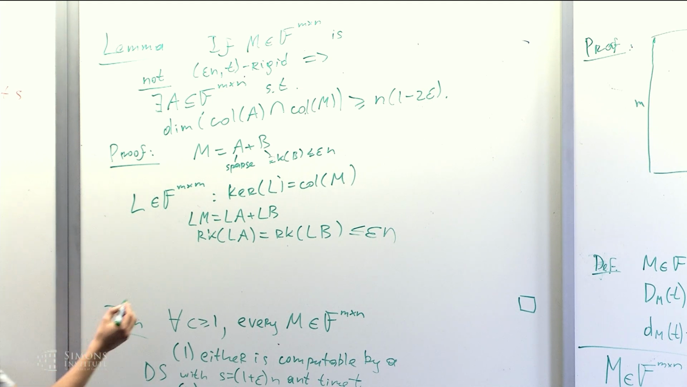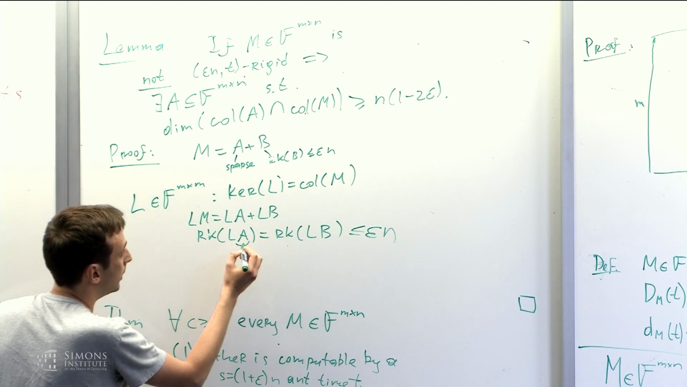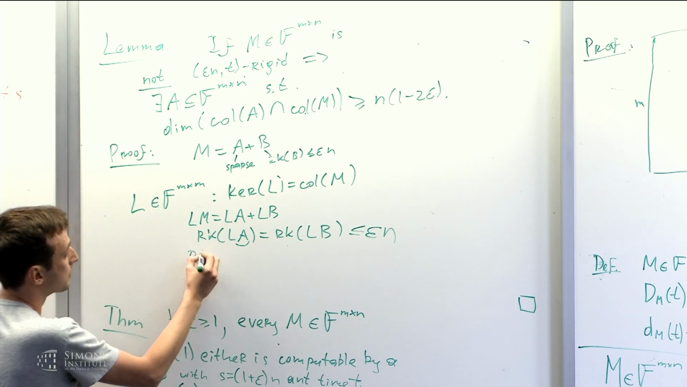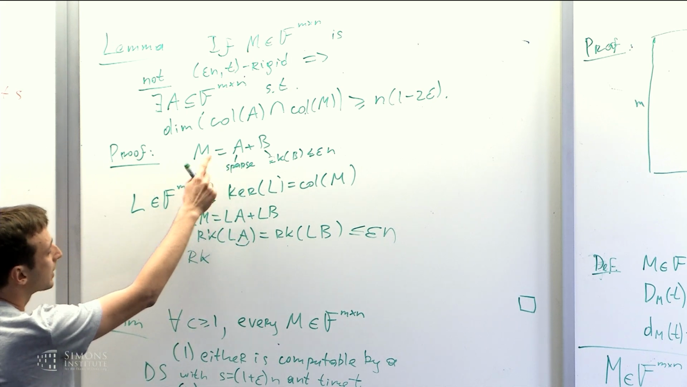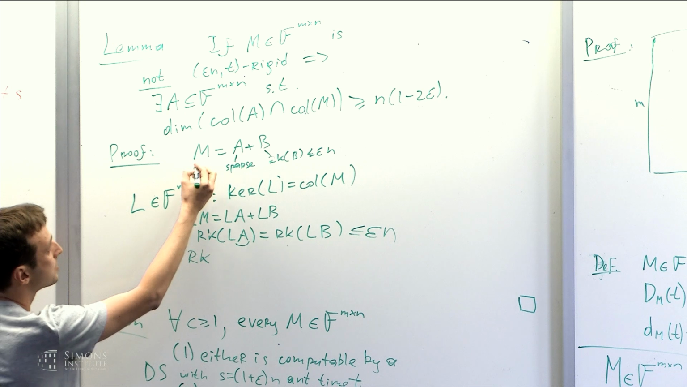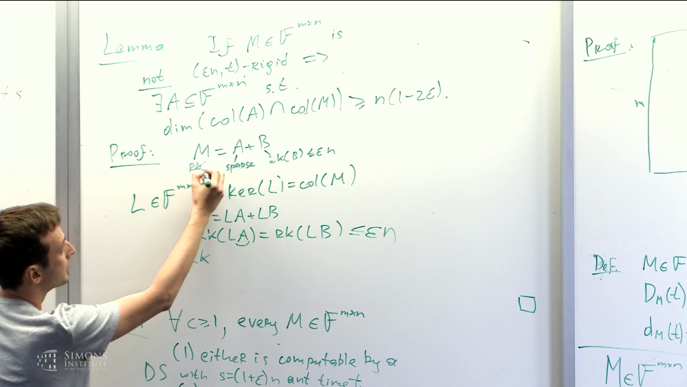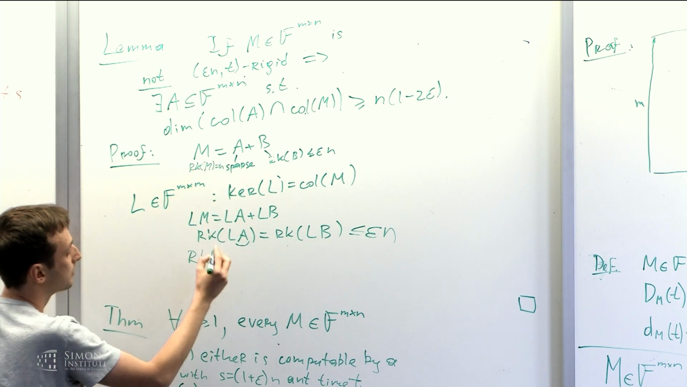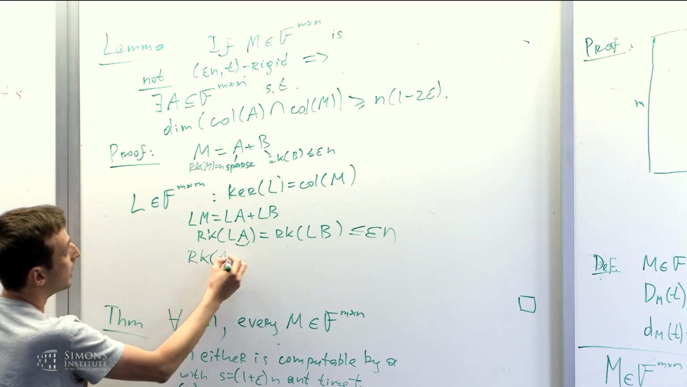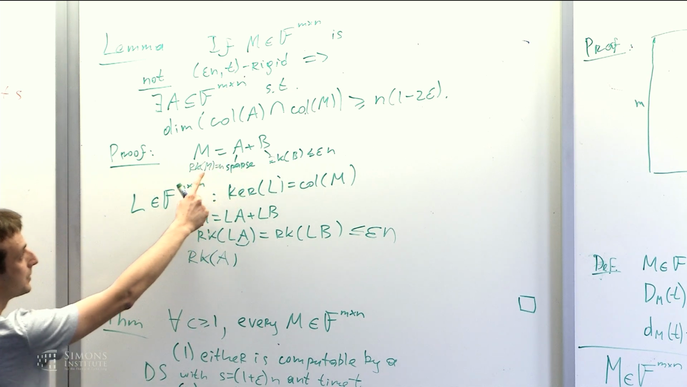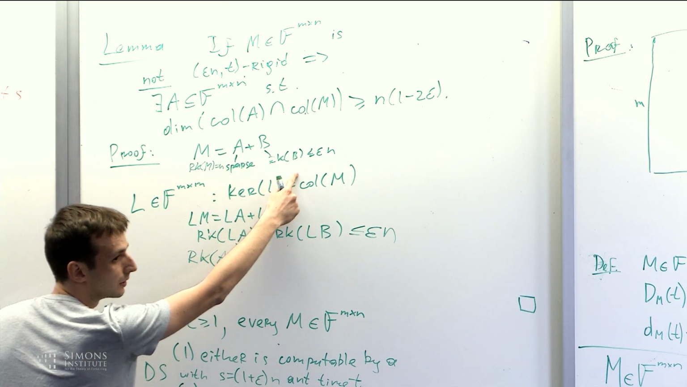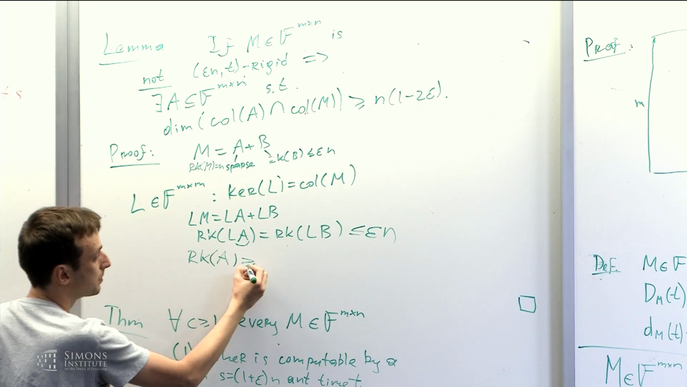On the other hand, the rank of A is large. Without loss of generality, I can assume that M is a full rank matrix. Otherwise, it's even easier for me. So M is a sum of matrices, one full rank and one low rank. So its rank must be large.